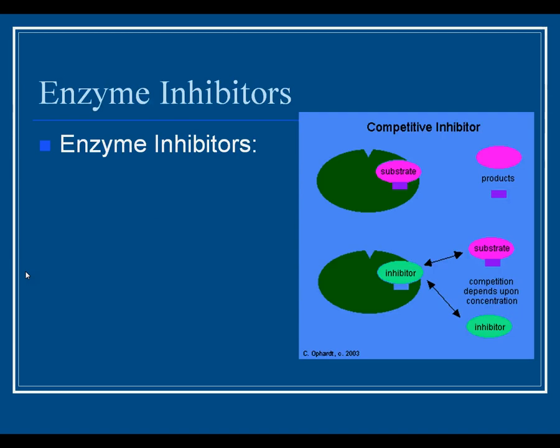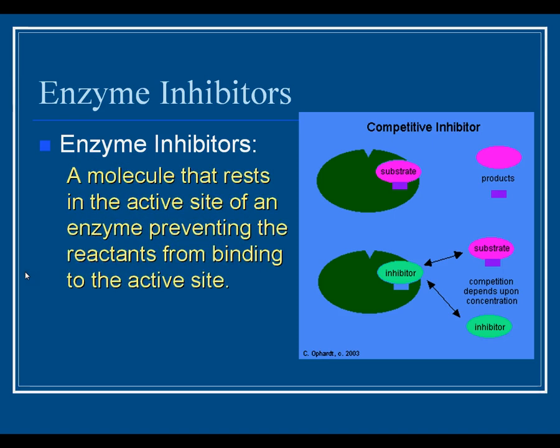Enzymes can also be inhibited. Remember at the beginning of the lesson I told you that you didn't necessarily want some enzymes to function all the time. So there are actually chemicals called inhibitors. And these chemicals will move into the active site and kind of plug it up. Nothing happens.